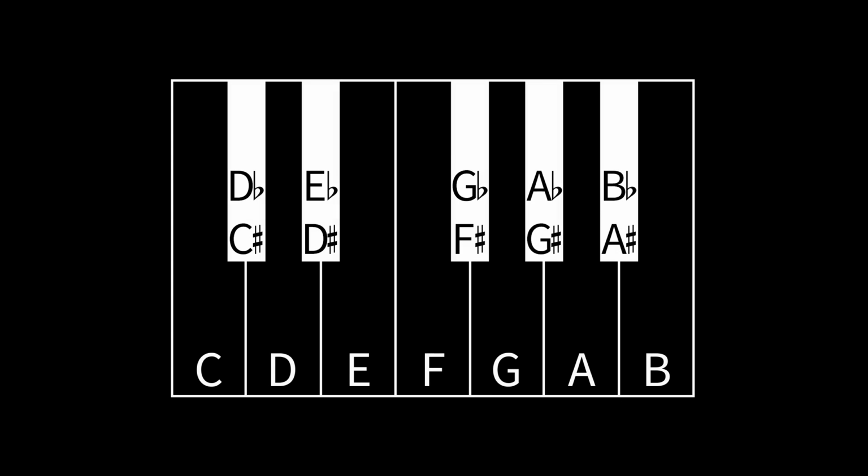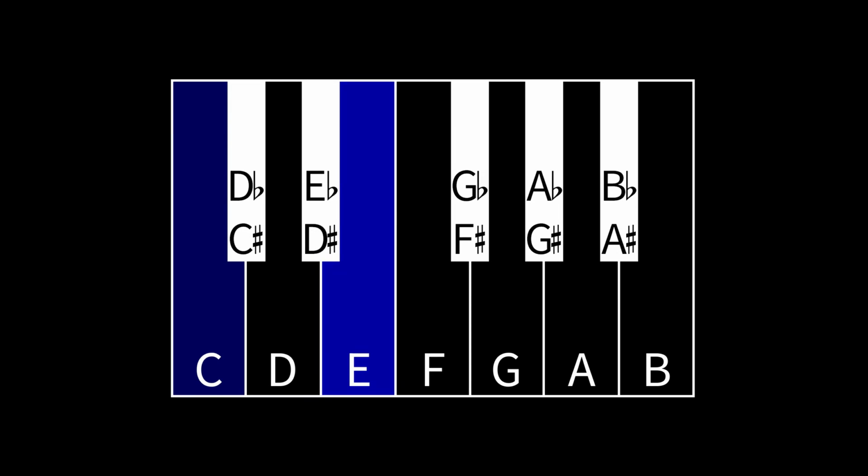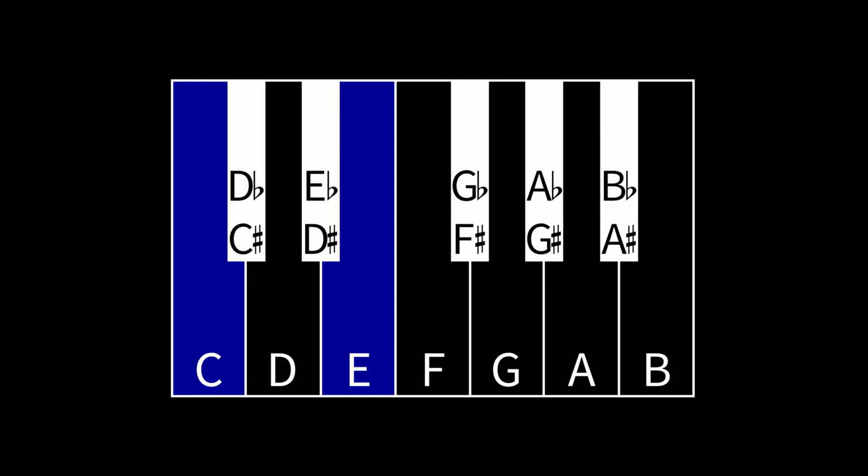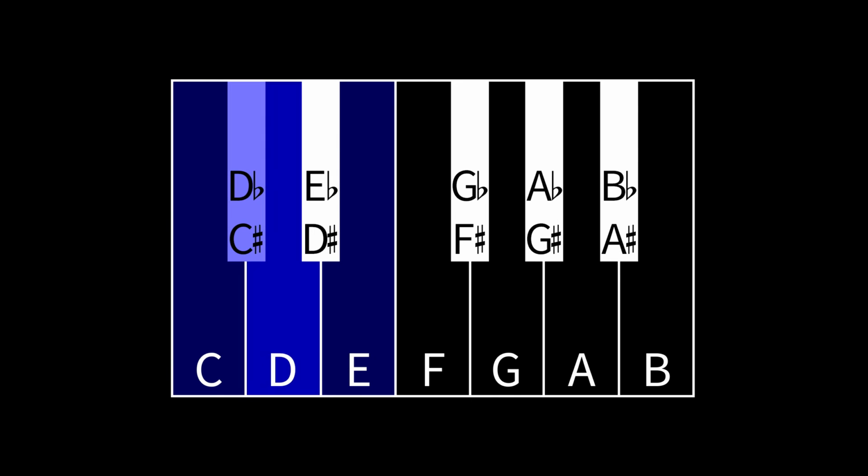You might notice that the actual distance from C to E versus E to G isn't the same, even though alphabetically they both span 3 letters, and so are both thirds. You can see that C to E is wider, and that's because there are different types of thirds. There are major thirds. It's where there's 4 half steps between the notes. See, to get from C to E, you have to walk up C sharp, D, D sharp, E. That's the distance, 4 half steps.